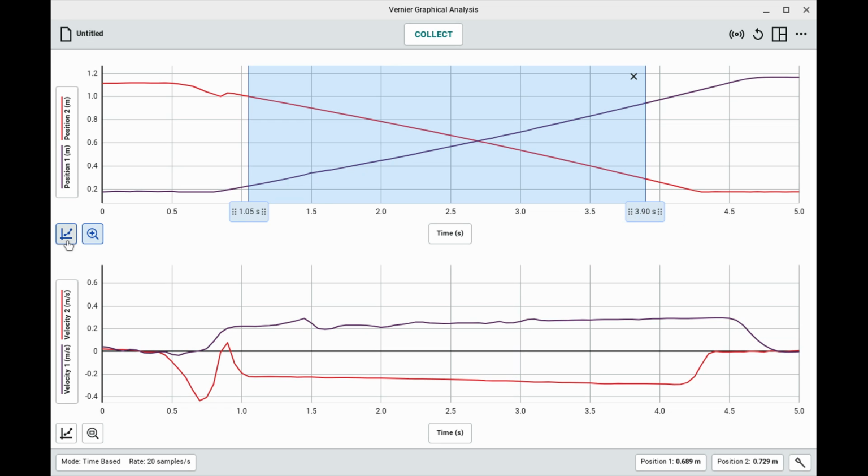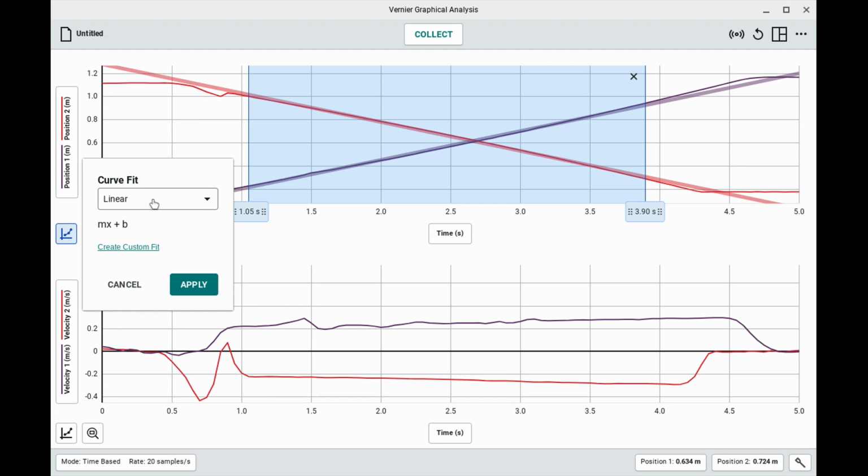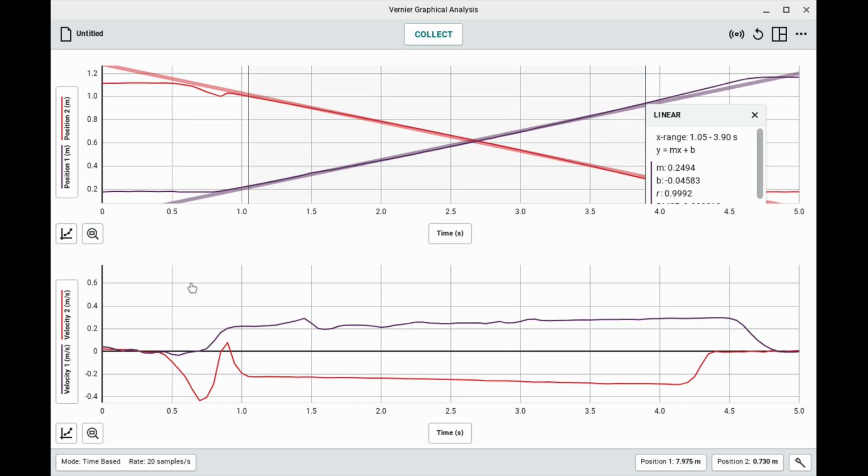So these are like 1.05 to 3.09 seconds. If I want to find the velocity of my green car, I need to click right here where it says Graph Tools. And then we go Curve Fit, which is a stupid name because really the first option it gives you is a linear fit for a curve fit. It's not very curvy. But then we just hit apply. And that's it. That's all there is to it.